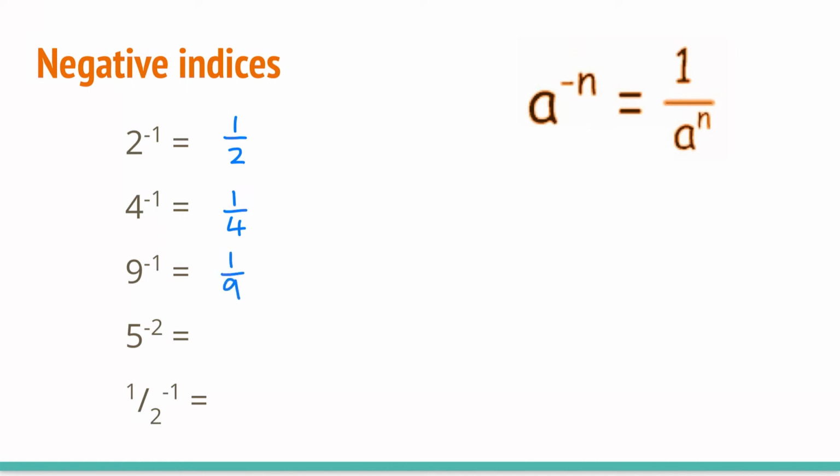This would be 1/9. The next one is 5 to the power of minus 2, so that means that it's minus, so 1 over 5, but this time the whole thing is squared. 1 squared is still 1, 5 squared is 25, so it's 1 over 25. So I use my negative to flip it upside down, and then I've still got 5 squared. The next one is 1/2 to the minus 1, so I flip it upside down, I get 2 over 1, and then that's all to the power of 1, so it's just 2. We don't have to write the over 1.